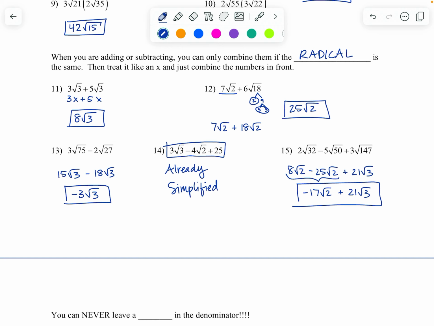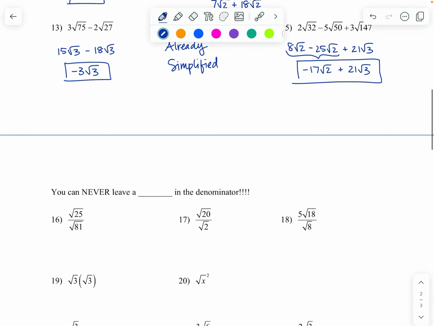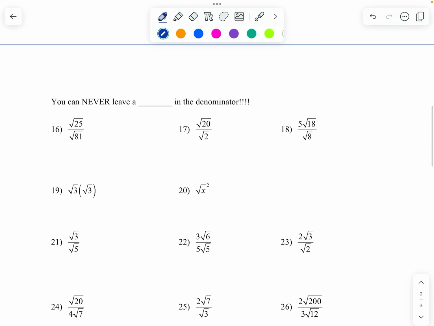All right, our last rule for square roots is that you can never, ever, ever leave a radical in the denominator. That means a square root or a cube root or an 11th root, but we're not going to deal with anything except for square roots. Next year you will. There's a few different things going on here, so let's take a look at a couple of these and we can have some different approaches.